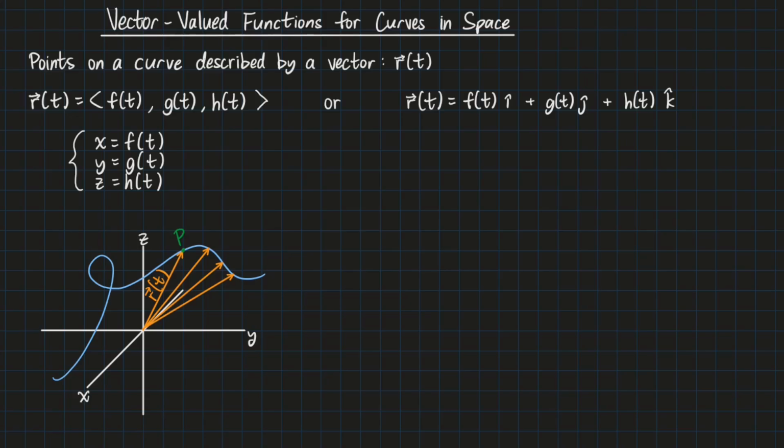So like before, these vectors can be described in component form or in vector notation. You may notice that this is similar to describing lines in space, but for that case, f of t, g of t, and h of t are all linear terms. And for curves in space, the functions can be anything.